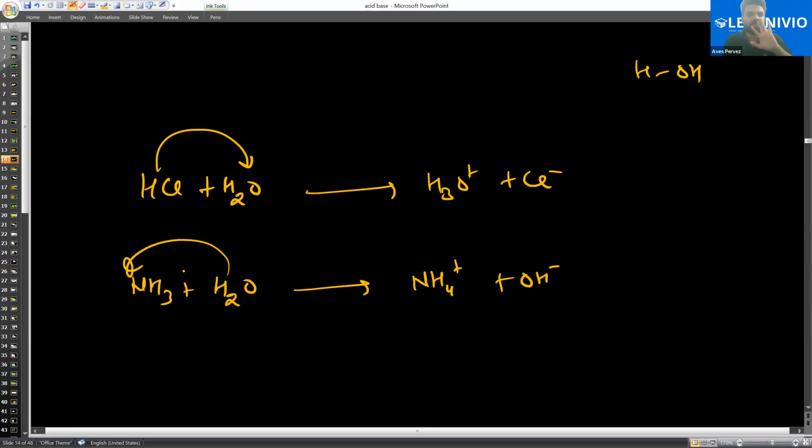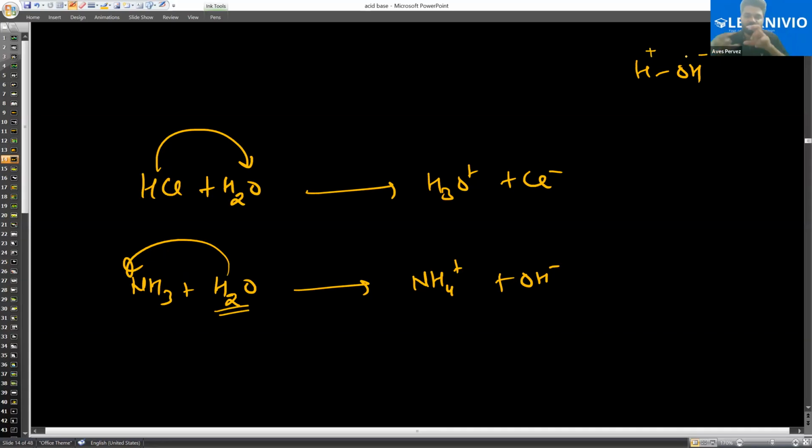So water is acting as an acid according to the Bronsted-Lowry concept. But just concentrate here. Why is water neutral? Because it has H positive and OH negative ions in equal concentration, equal amount.